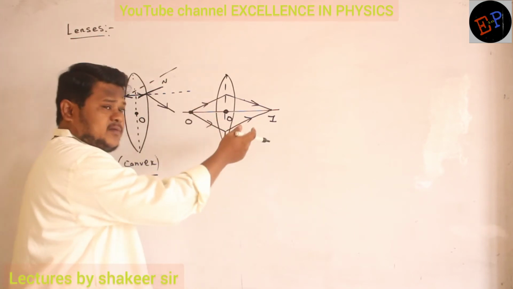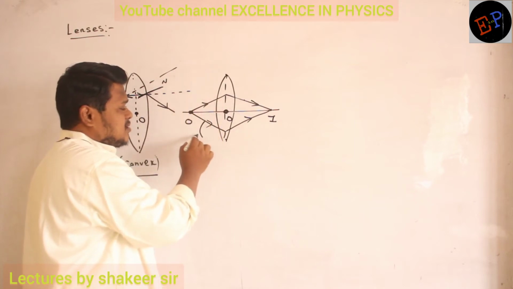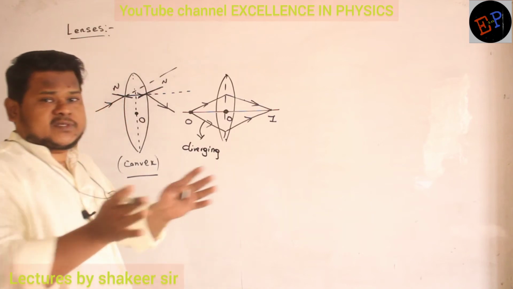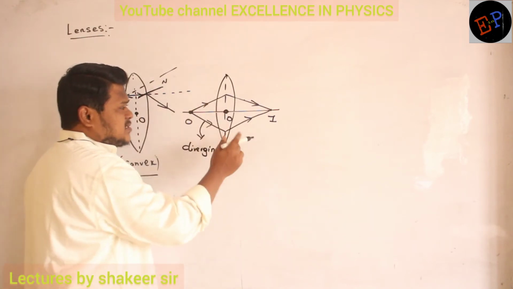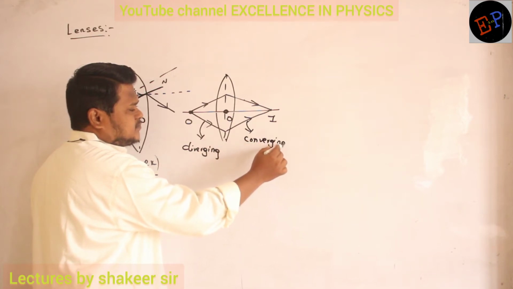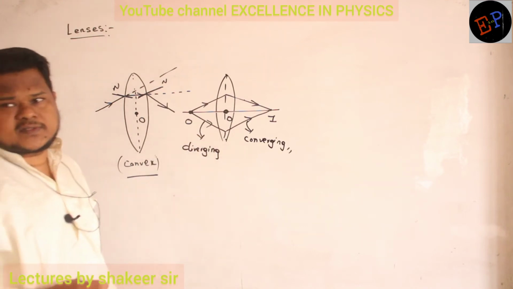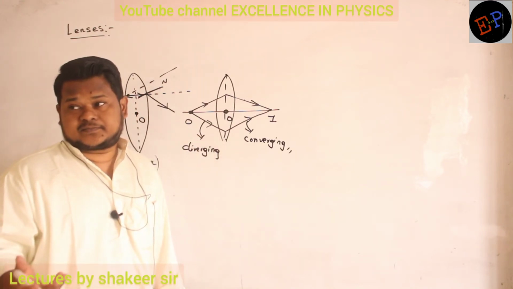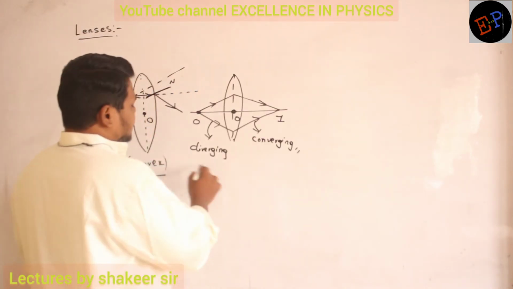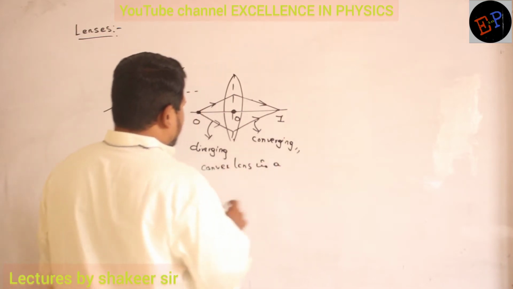But finally what happened? These diverging light rays, moving away from each other, finally converge. They are meeting at one point. So therefore, what can you call a convex lens? It is a converging lens. A convex lens is always converging. So therefore, I say that a convex lens is a converging lens.